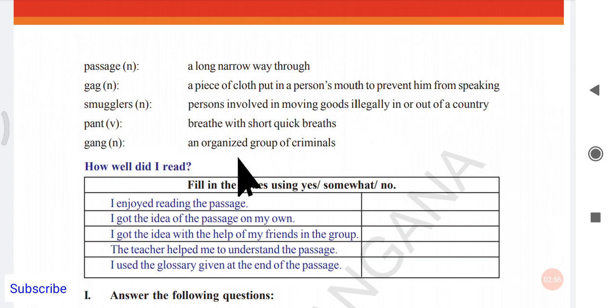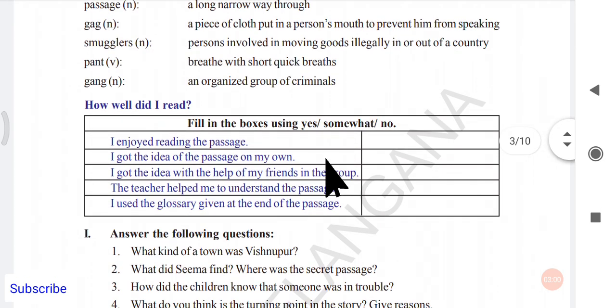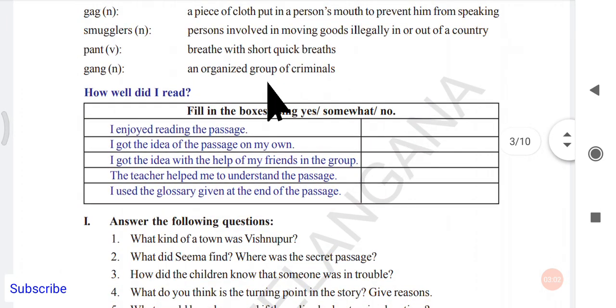Next, gang, an organized group of criminals. We all know that. Remember this, what is the meaning of gang, because we are going to see the same question further. Remember, an organized group of criminals.